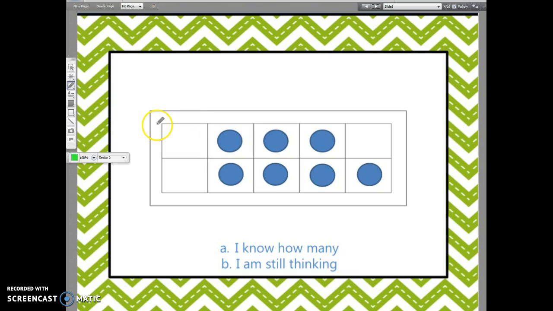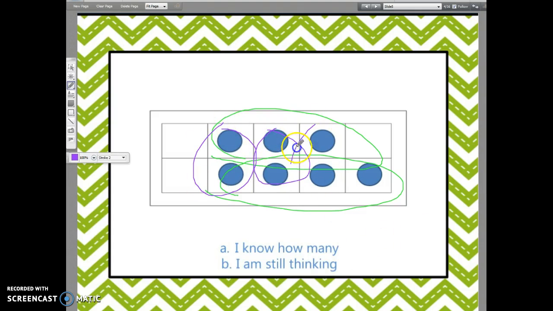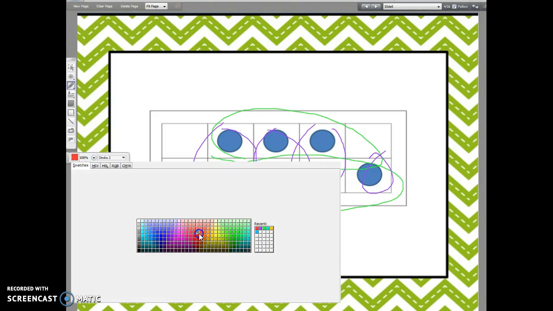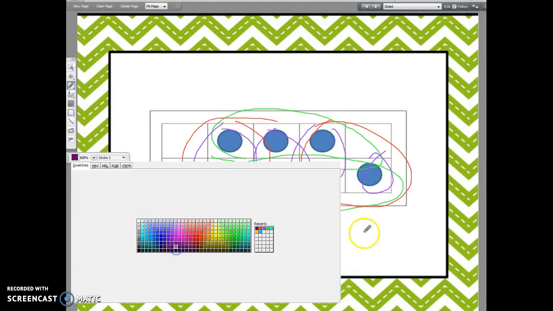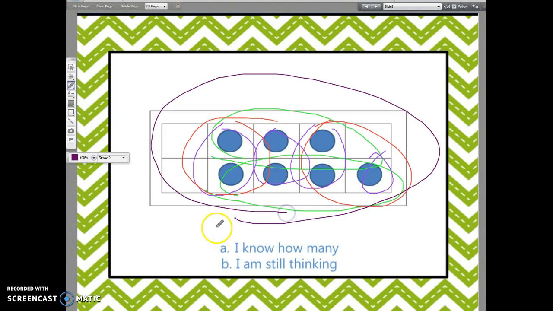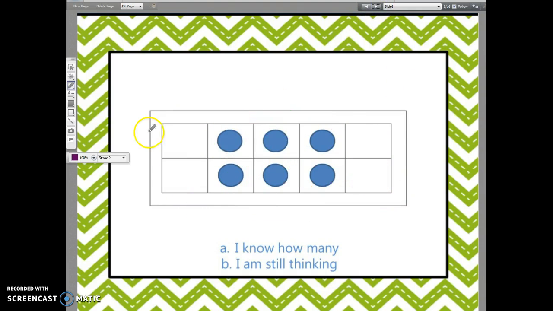You are right. There are 7. You may have seen 3 plus 4 equals 7. You also might have seen 2 plus 2 plus 2 plus 1. You may have seen 4 plus 3. You may have subitized and seen 7 altogether. Those are some different combinations that you may have seen, and they are all correct, and they all give us 7. Way to go!